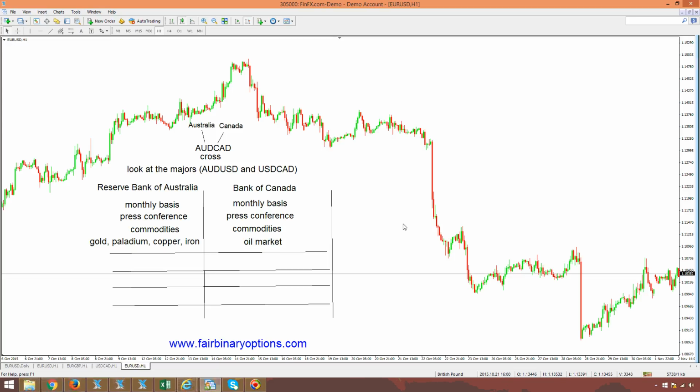Stay tuned for the second part to find out what more to look for when you trade the Australian dollar, Canadian dollar.